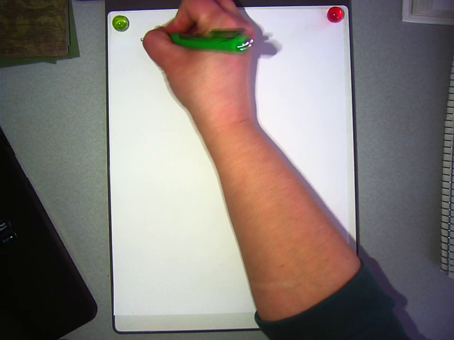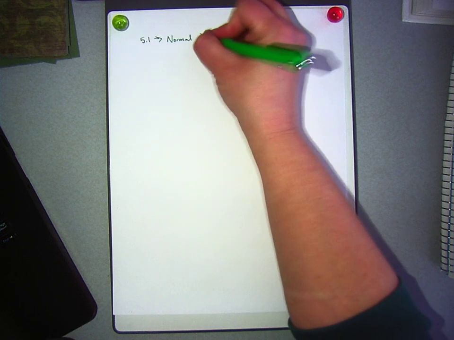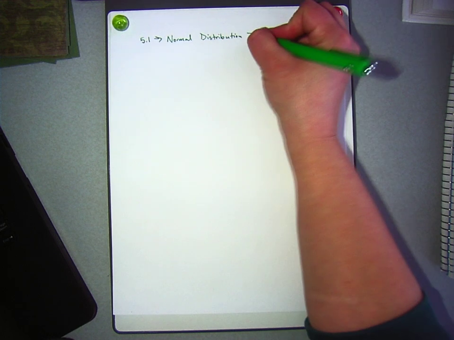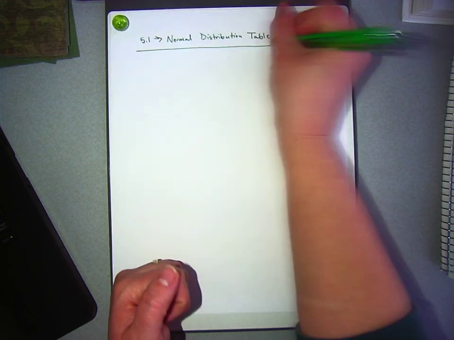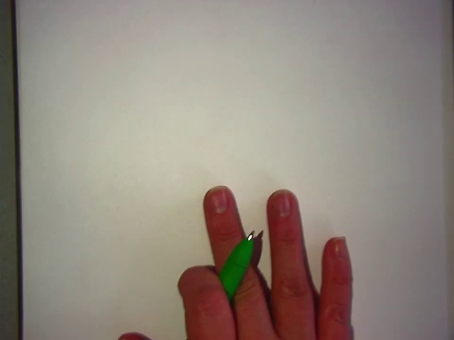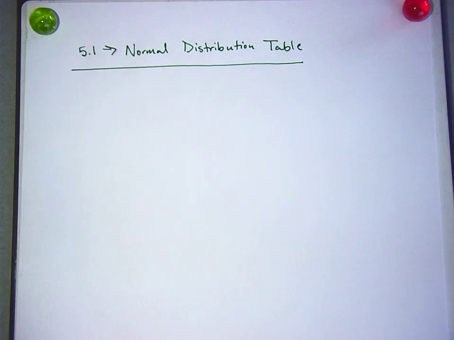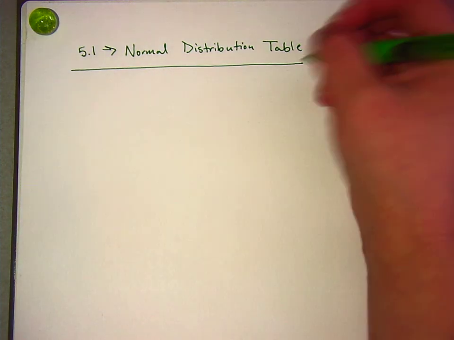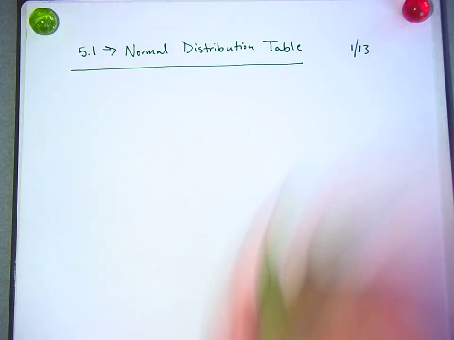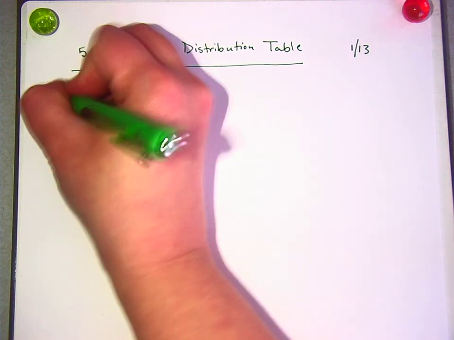So this is called the normal distribution table. This is 5.1. We're not doing chapter 4. Chapter 4 is some more intense probability. It's not too bad. It's more like a different probability, but unless you're in AP Stats, you're not going to be doing that. Normal distribution table. This is 113, right? Friday the 13th. Okay. We are going to do some crazy fast examples.